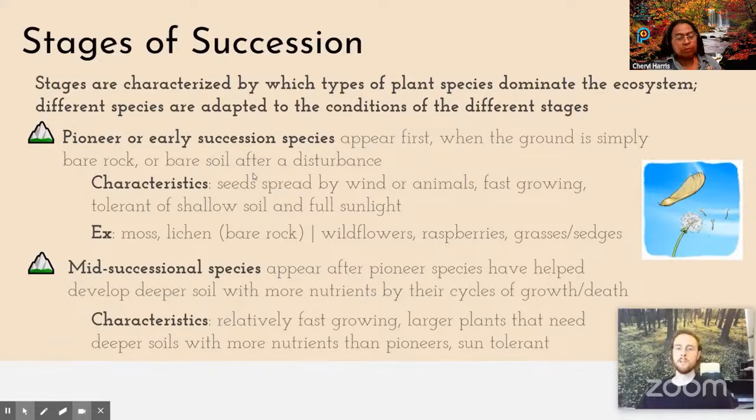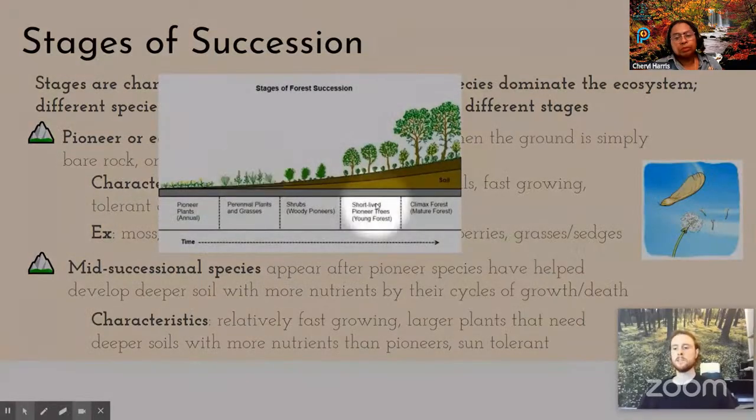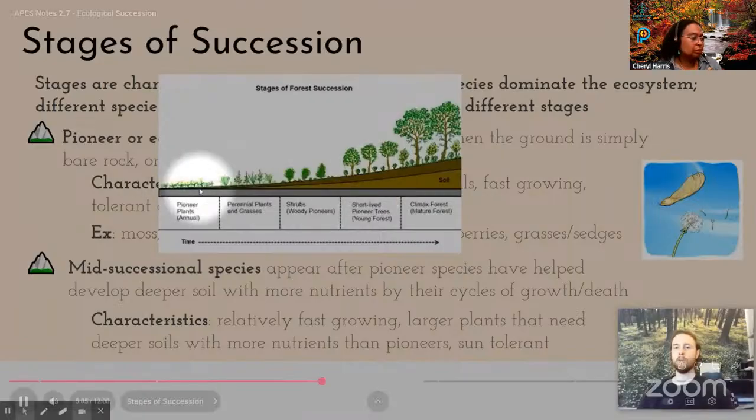If we look at a diagram, we can see here that it takes some time for the shrubs and these smaller trees, which are mid-successional species, to arrive, because those pioneers have to build up that soil depth for them. And they're also just species that grow a little bit more slowly. So these trees take years to start to develop. And so they're not going to be seen the first or second year after a disturbance.